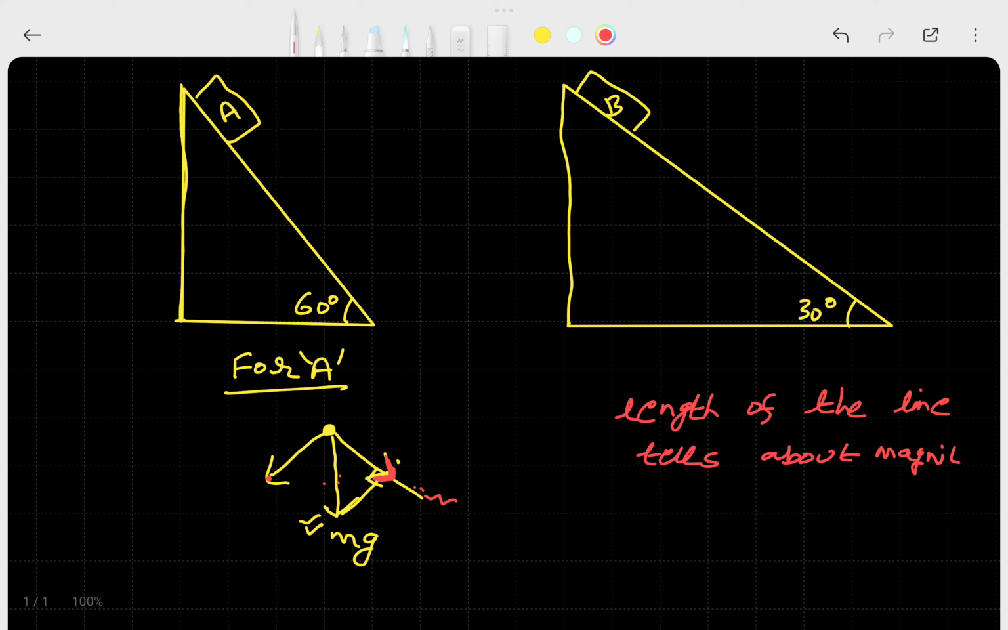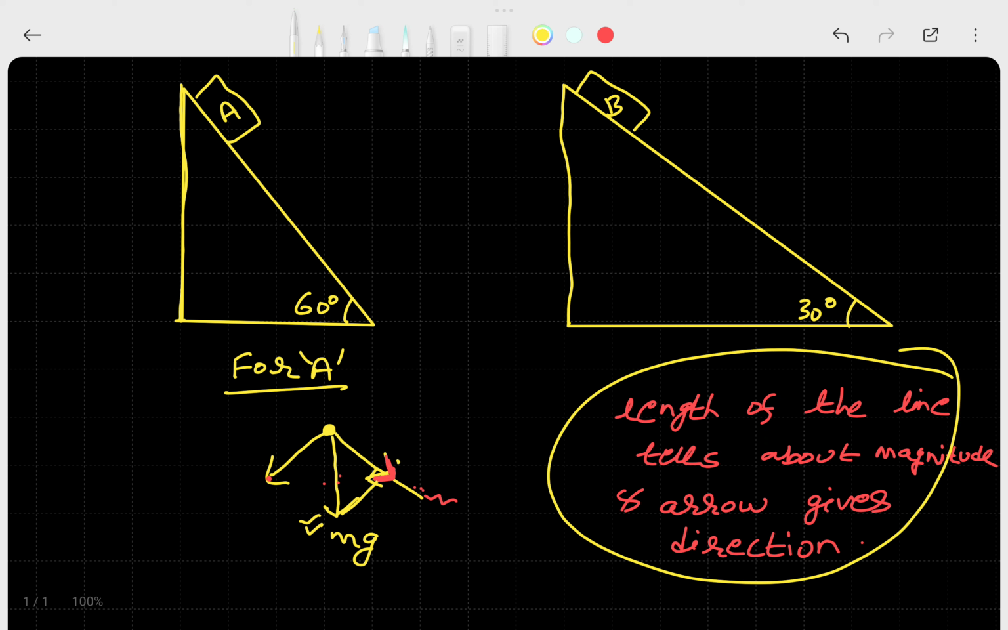So you cannot draw as you wish, whatever length. That is a mistake. You should be appropriate, at least approximately it should be correct, it should match. Length of the line tells about magnitude, and the arrow tells about direction for a given vector quantity. This thing you should understand. Okay, this is important. Now, though in competitive exams you should do very fast, don't go after the size of the line, but in board exams be careful.